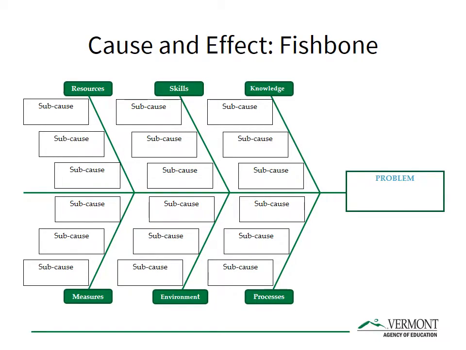However, if one or more of these categories don't fit with your problem of practice, that is all right. Just pick the ones that pertain to your problem. Then, with your team, begin to brainstorm subcauses within each pertinent category and add them along the ribs. You can find an example in the blank fishbone worksheet in the Comprehensive Needs Assessment Toolkit on pages 15 and 25.